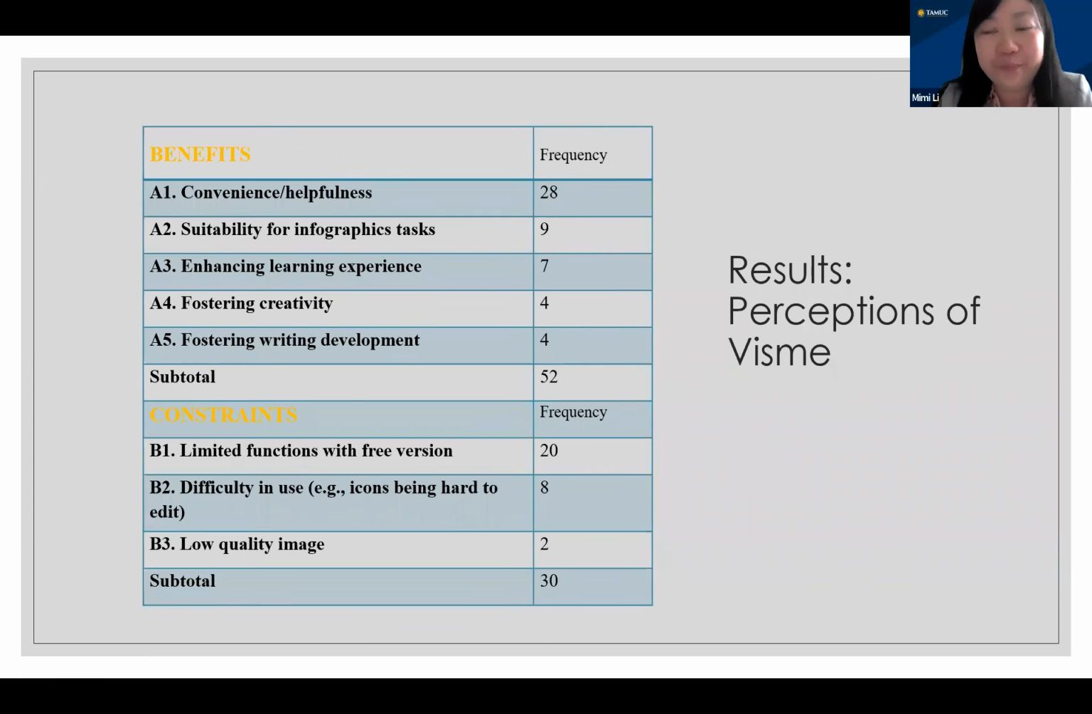Now, briefly, a little bit about the results. As you can tell, we asked the first question addressing their perceptions of the Visme tool. So students basically gave very positive feedback. They believed the Visme tool enhanced their learning experience. It is suitable and convenient, say, for the infographic tasks. And it also enhanced their creativity as well as fostered writing development.